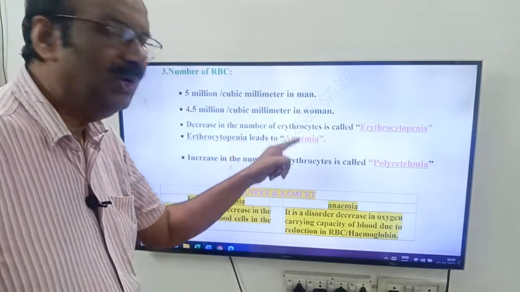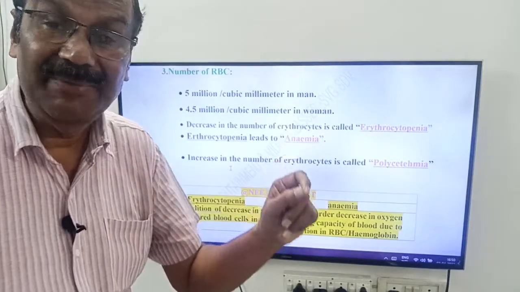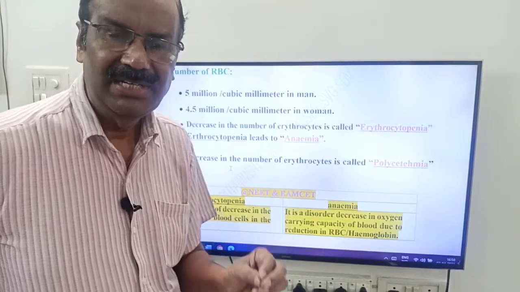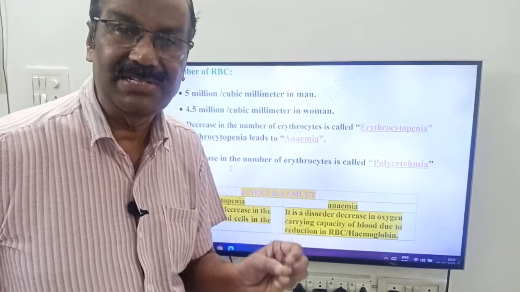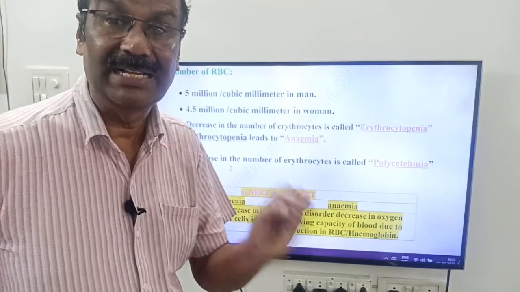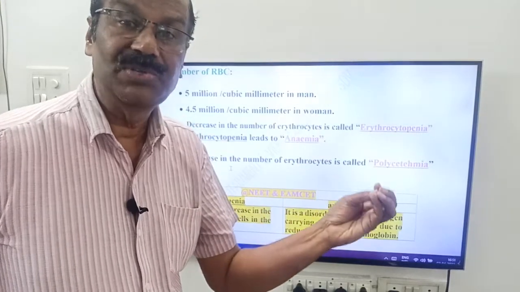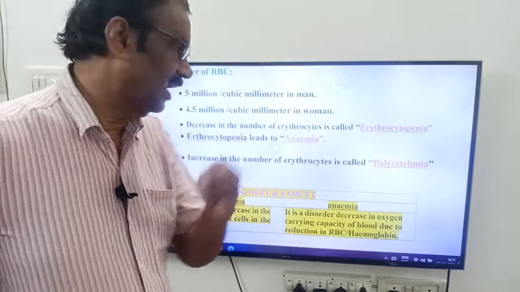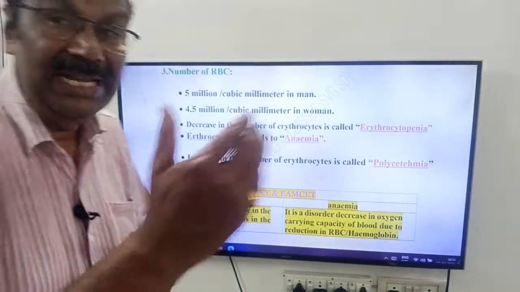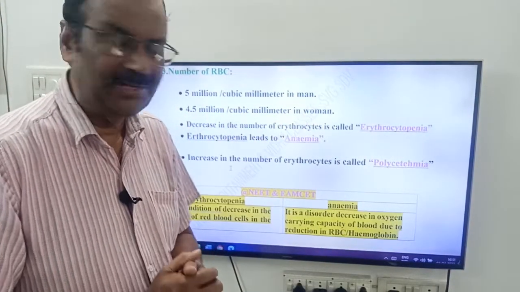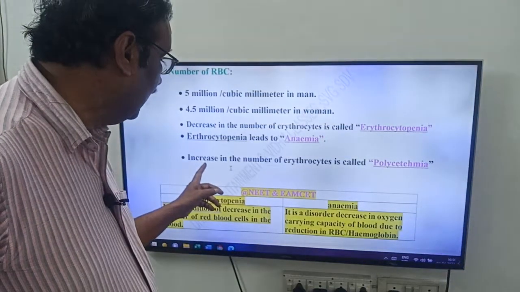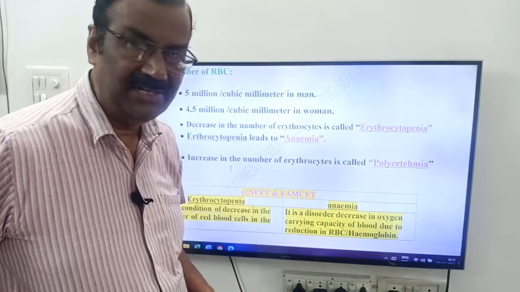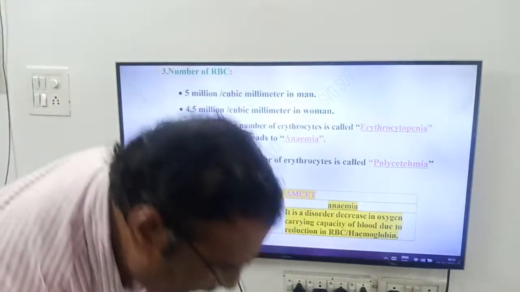This erythrocytopenia leads to anemia friends. If we have fewer red blood cells, it leads to a disease called anemia. In Telugu, it is raktahinata friends. Erythrocytopenia leads to anemia. Okay friends. Now, an increase in the number of erythrocytes is called polycythemia friends. Polycythemia.